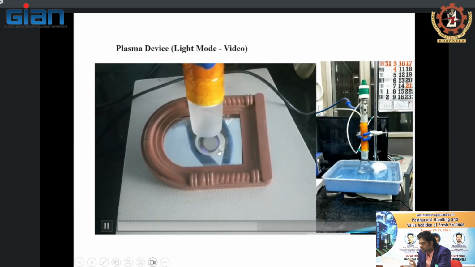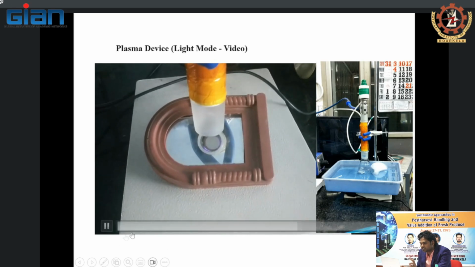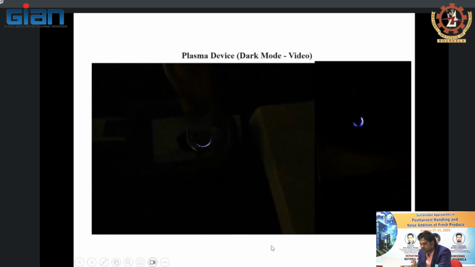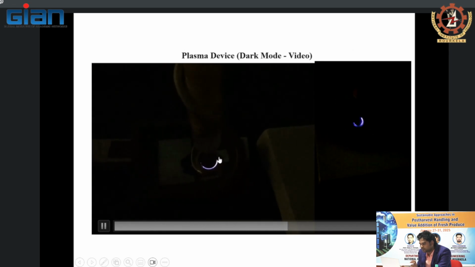So you can see we have placed a mirror at the bottom. You can see the plasma, which is a plasma ring, generated at the end as we switch on this high voltage power supply. So this is a very small plasma device. And in a dark mode, you can see the plasma ring. So this plasma ring continuously generates plasma inside.